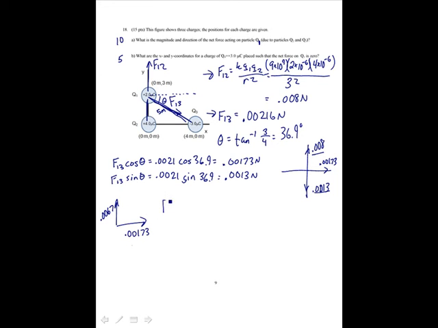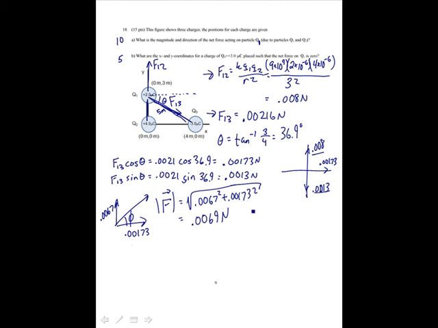Now to find the magnitude of F, the net force is just the square root of the sum of the squares, 0.0067 squared plus 0.00173 squared. And that gives me 0.0069 newtons. Our resultant vector is in this direction.